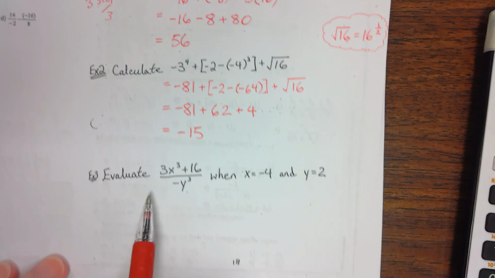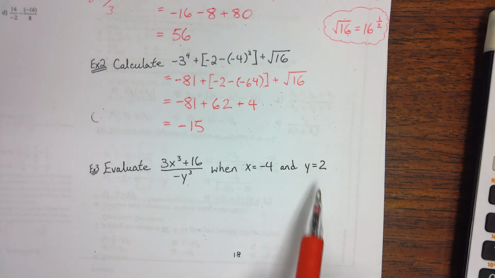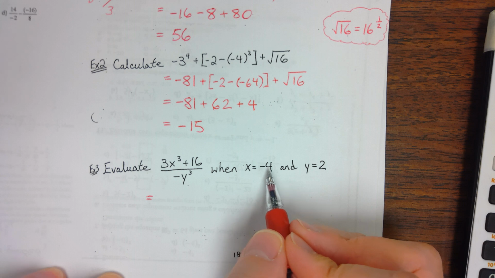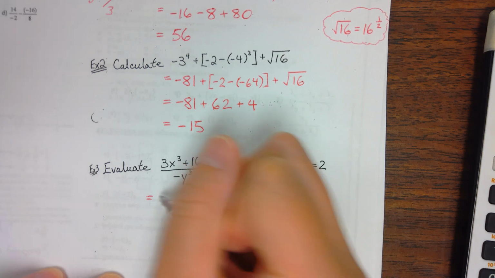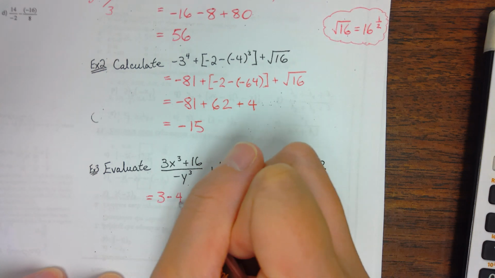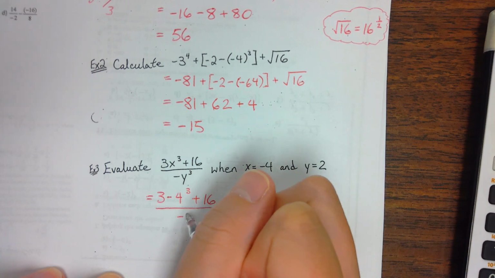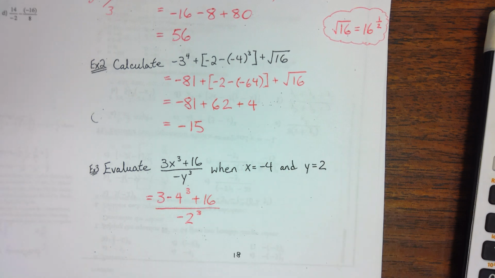Okay, example 3. Evaluate this when x is -4 and y is 2. So throwing in a little variable in here. So this is basic variable. All that means is I'm going to replace the x with a -4 and replace the y with a 2. So this is what I'm going to do. Okay, I'm replacing the x with a -4 and replacing the y with a 2.